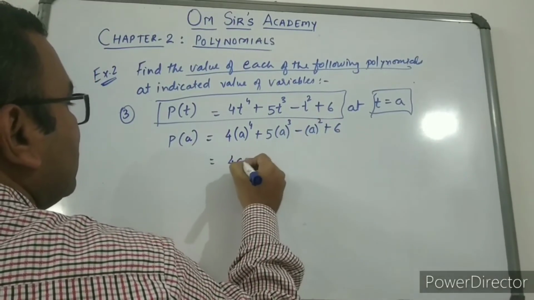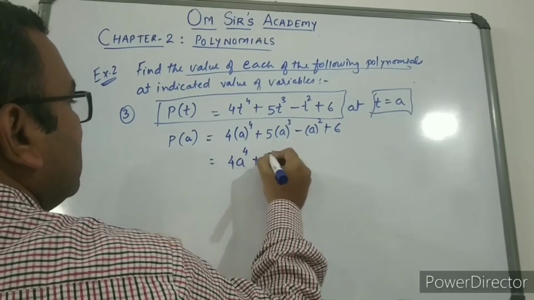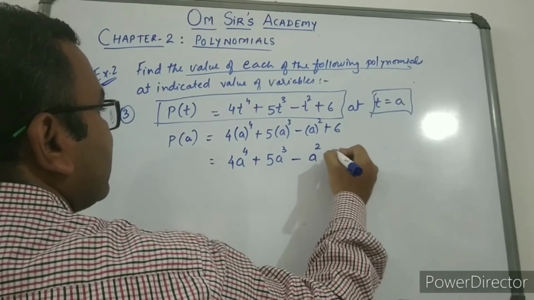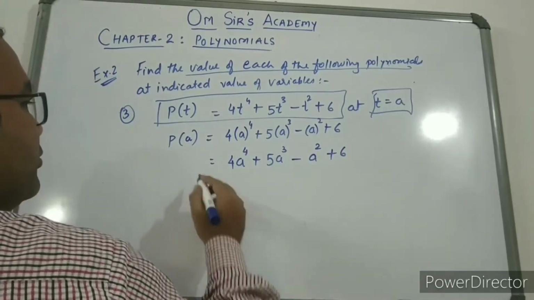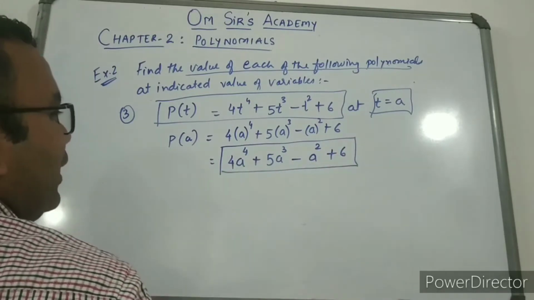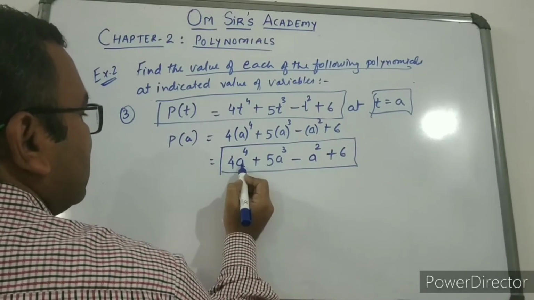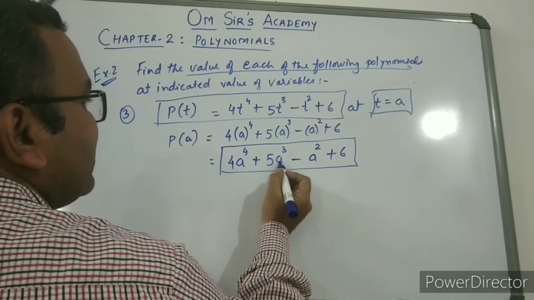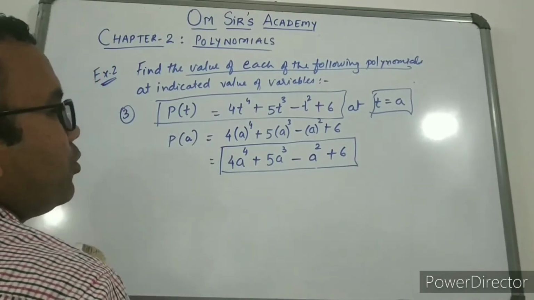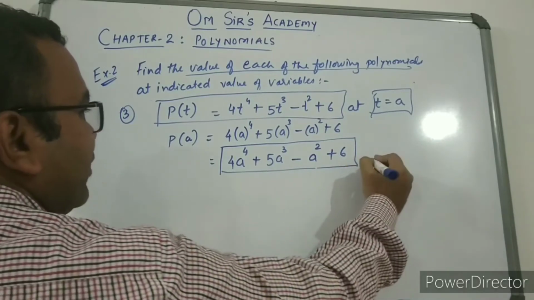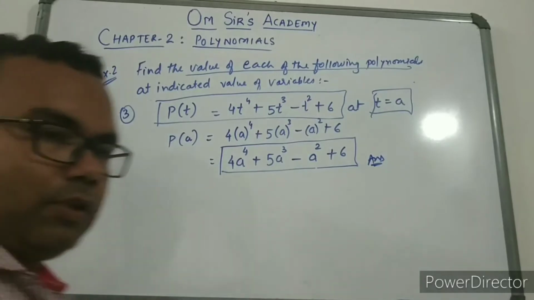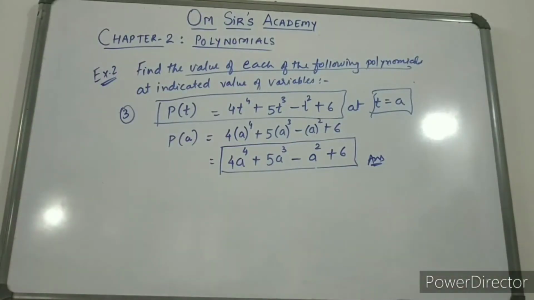So it will become 4a raised to power 4 plus 5a raised to power cube minus a square plus 6. Now here there are no other like terms which we can add or subtract. This term has power 4, this term has power 3, this has power 2, and this is a constant. So we cannot add. This is my final answer. Is it clear, friends? Now let us come to illustration number 3.